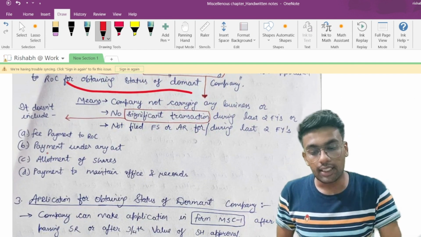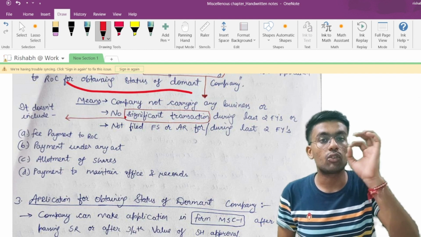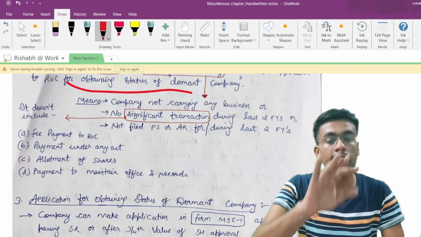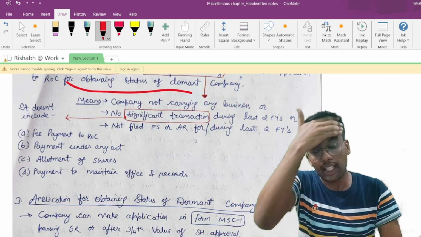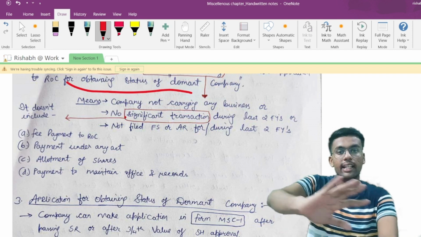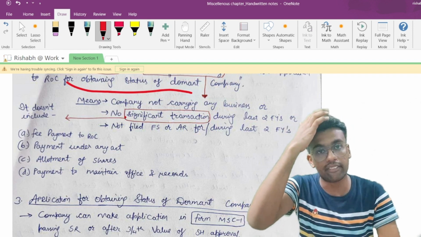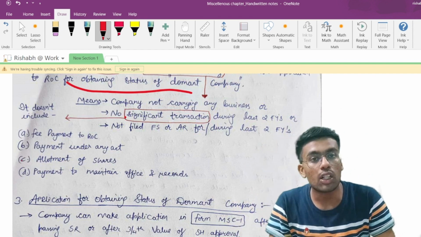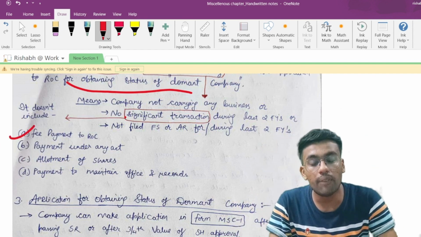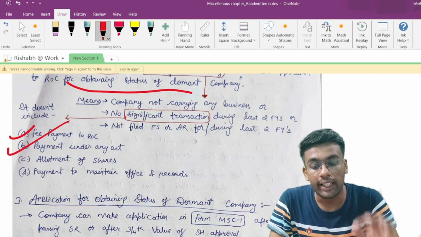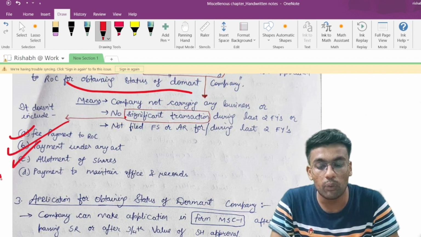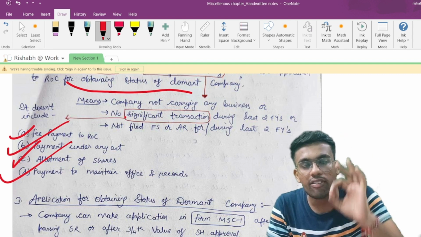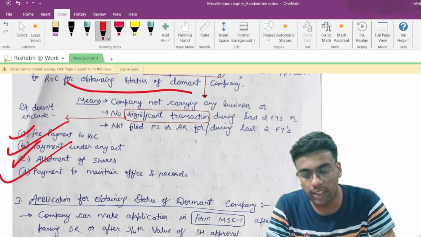Here we must understand the word significant transactions. Significant transactions will not include these four transactions. Apart from these four, if any transactions are undertaken, then that will be considered a significant transaction, and the 2 years criteria will not be applicable. So what are those four transactions? The first is fee payment to the ROC, payment under any other act, allotment of shares, and payment to maintain the registered office and the records. These are the four transactions which shall not constitute significant transactions.